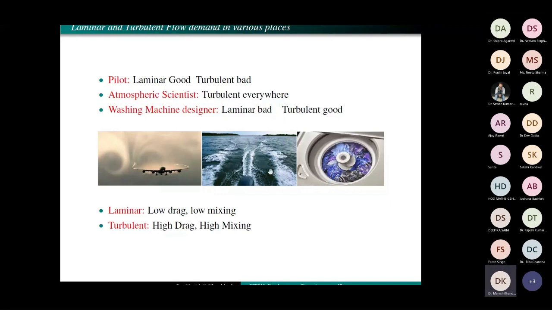Similarly, in the oceans, when we see cyclones, they develop a turbulent structure and the vortices get destroyed. That situation is called turbulent.